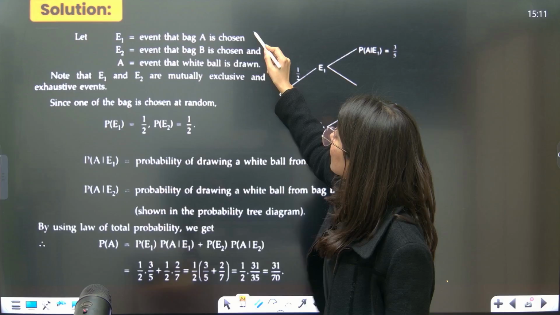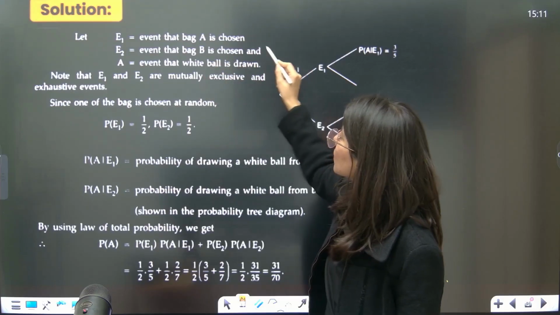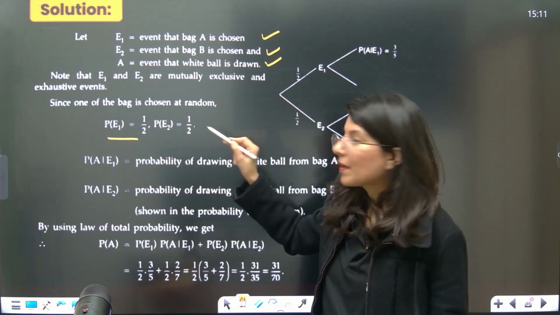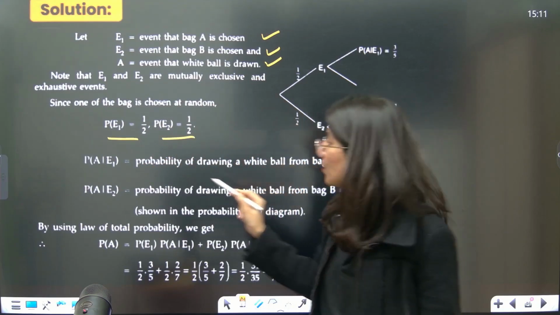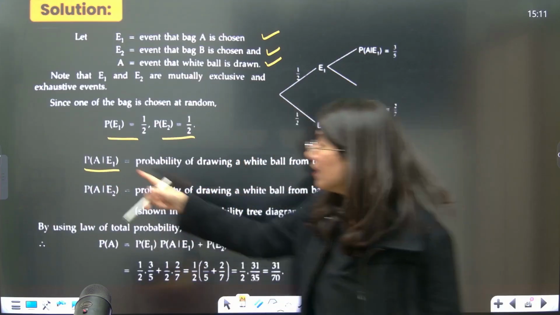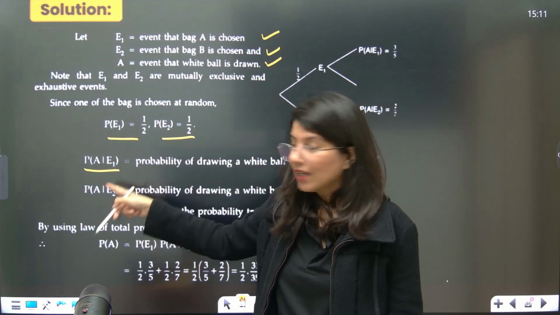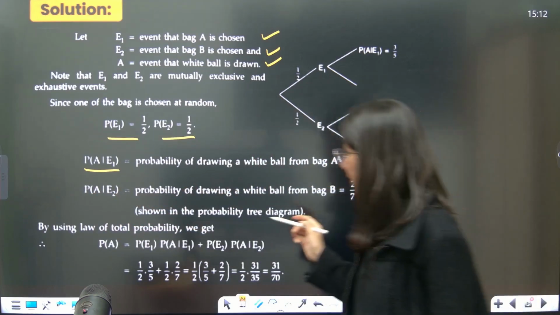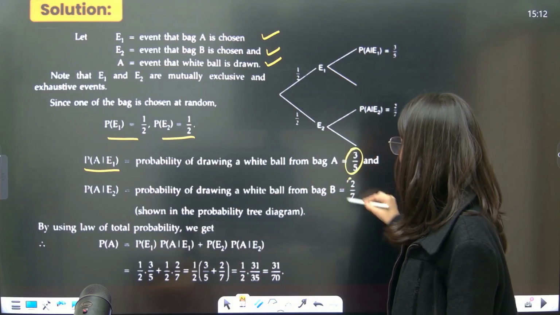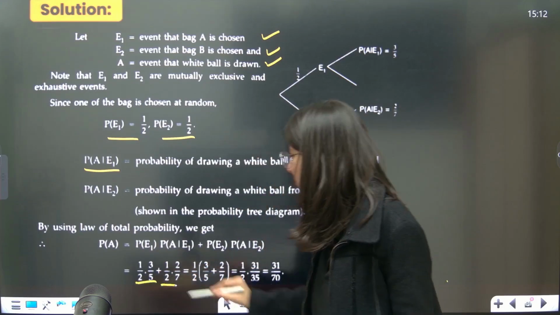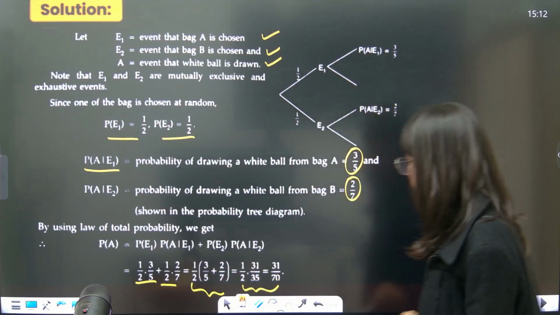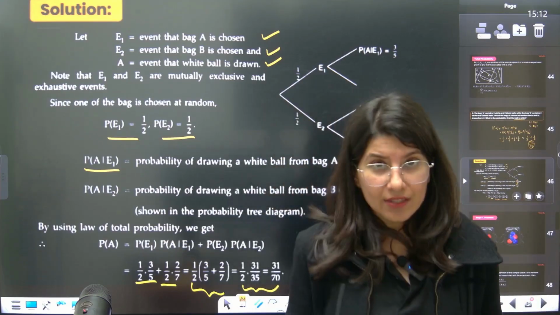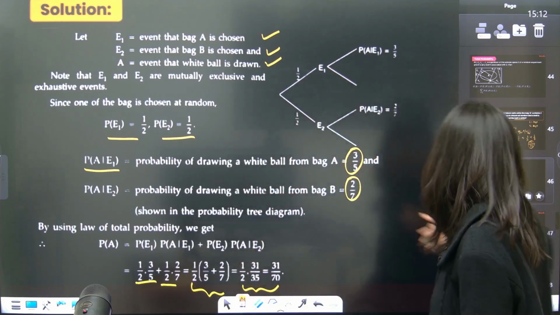E1 is the event that bag A is chosen, E2 is that bag B is chosen. Event A is that a white ball is drawn. The probability of choosing bag 1 is half and bag 2 is also half. Probability of a white ball given that it is from bag A, probability of a white ball given that it is from bag B. This is what is written. So this probability is 3 by 5, this is 2 by 7. Now 1 by 2, 3 by 5, 1 by 2, 2 by 7. Just multiply it, 31 by 70. This is the total probability theorem. In how many ways you can get white balls, you have to add all the probabilities. This is how you have to write.